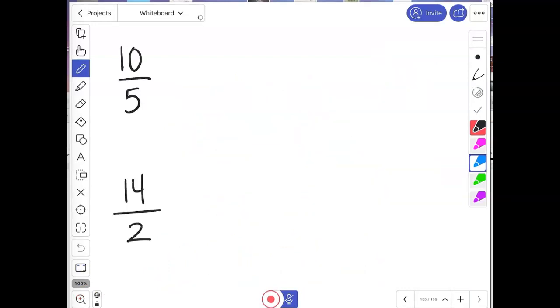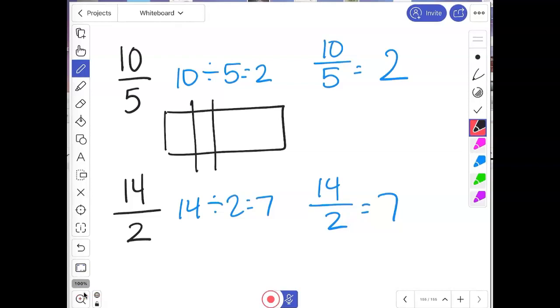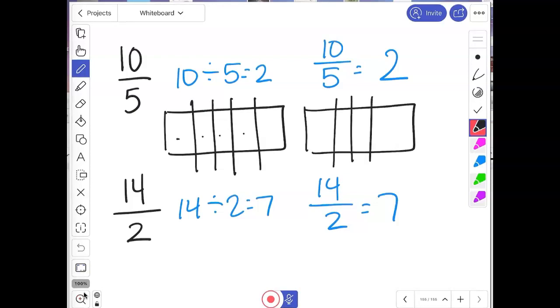Your turn again. Pause now. Here you go, my darlings. Here are your final answers. If you drew a picture, this one would maybe look like this. 1, 2, 3, 4, 5, 6, 7, 8, 9, 10. 2 candy bars broken into 5 pieces. That equals 2 whole candy bars or 10 pieces.